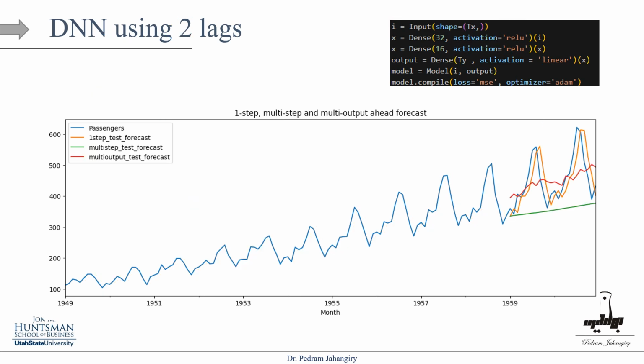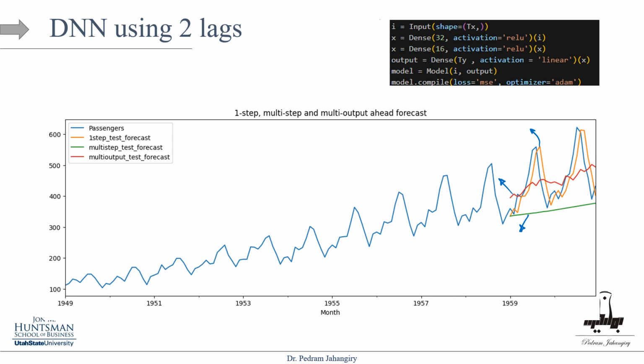All right, here are the results of our forecast in the test set. So again, the orange line is the one step ahead forecast. The green one is the multi-step ahead forecast. And this red one is going to be the multi-output forecast. So just a quick note, what does multi-output look like and how can we generate that?